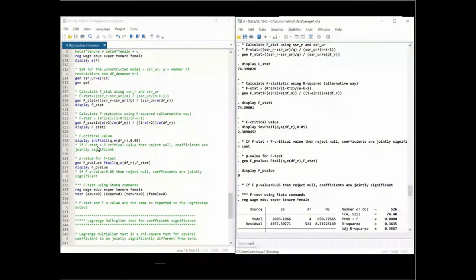So, okay, we calculated the F statistic. We can display the F critical value, and that's inverted F tail with q degrees of freedom in the numerator, this is the degrees of freedom in the denominator, and 0.05 significance level. Here, because the F statistic is greater than the F critical value, we would conclude that the coefficients are significant.